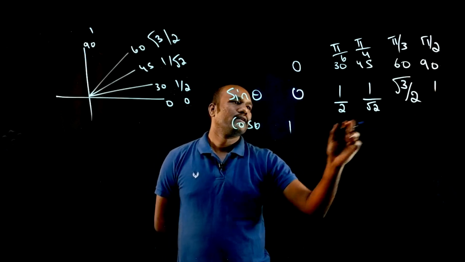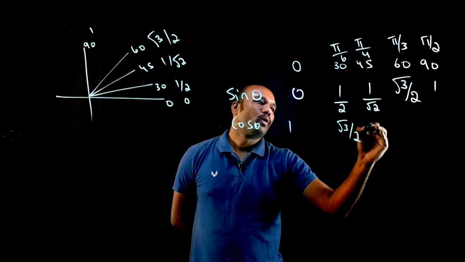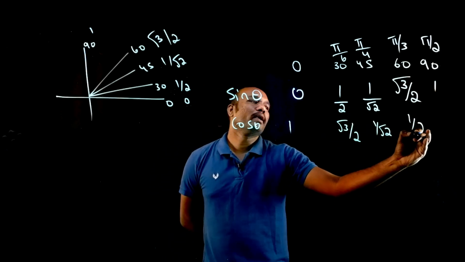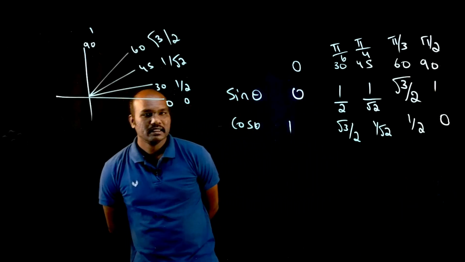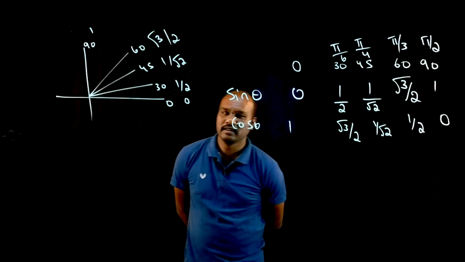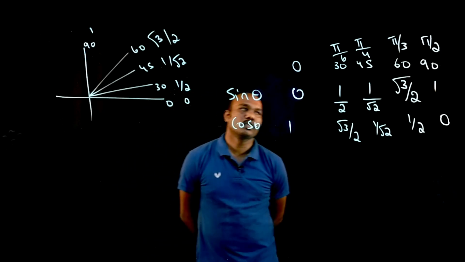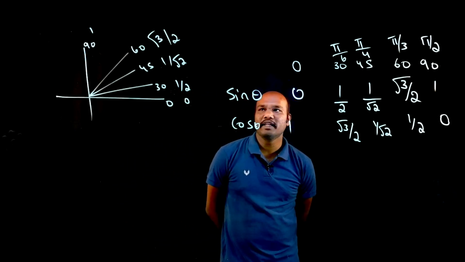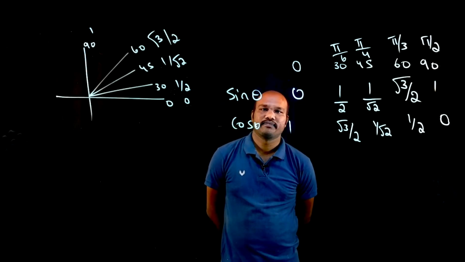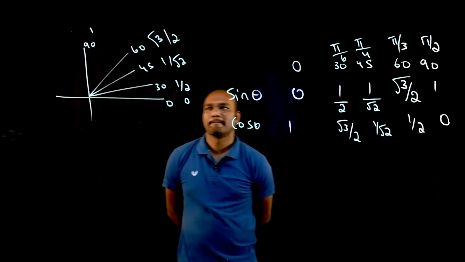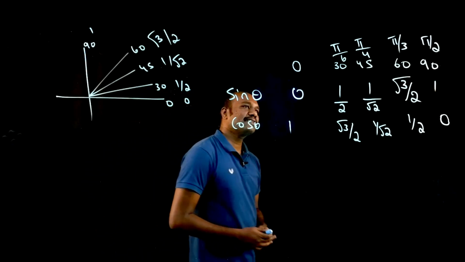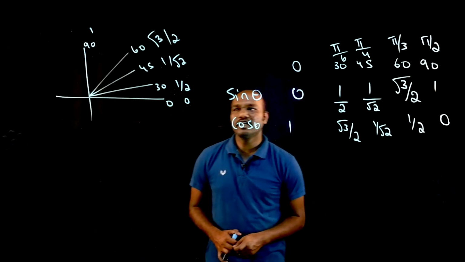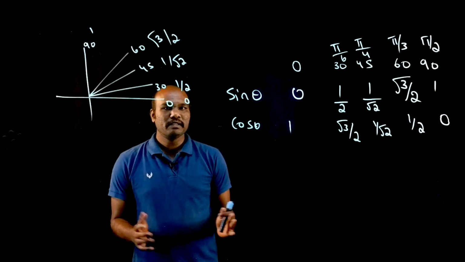1, root 3 by 2, 1 by root 2, 1 by 2, 0. Just remember the table. This much you can do. Yes or no? These many numbers you should know, that's it. Is that okay? So in the next class, we'll be continuing from here. You should remember this much.